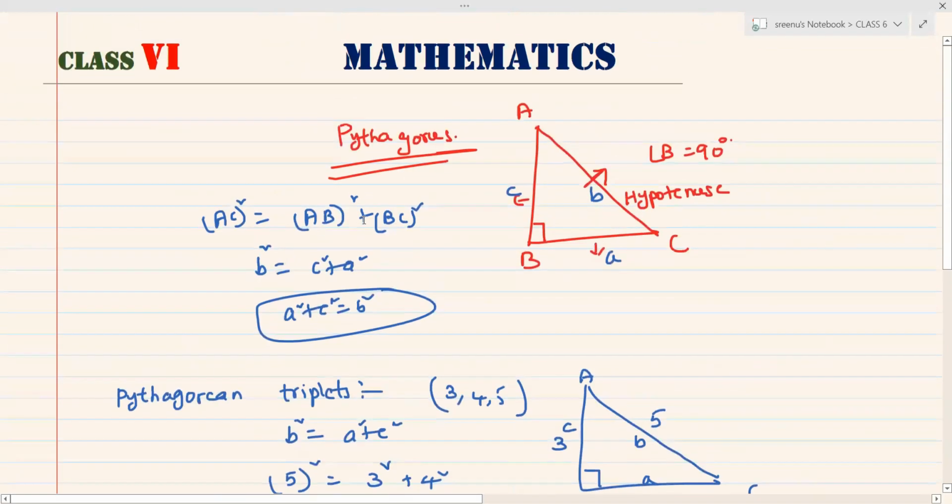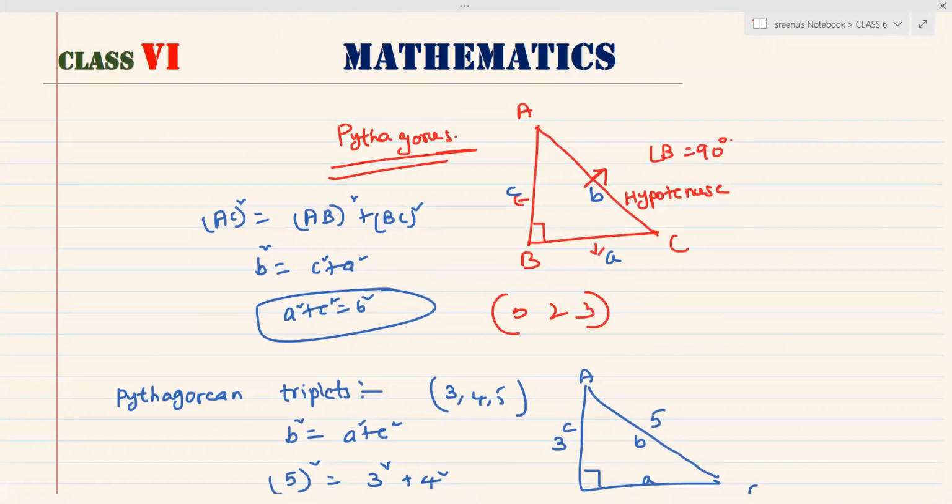Likewise, we have checked some more triplets like 5, 12, 13; 7, 24, 25; 8, 15, 17; 12, 35, 37, like that. In this way, we talked about classification of triangles and the right angle triangle. Now let us check some objective questions, what we have discussed yesterday.